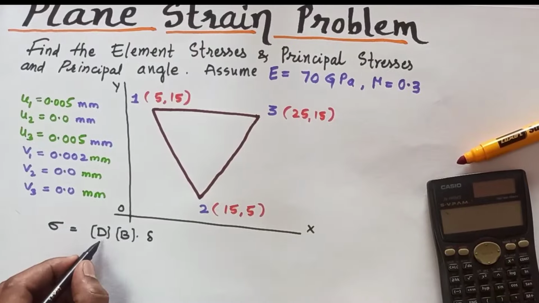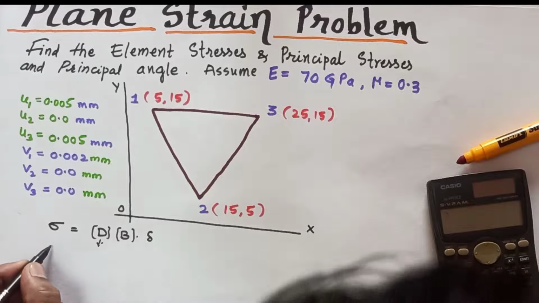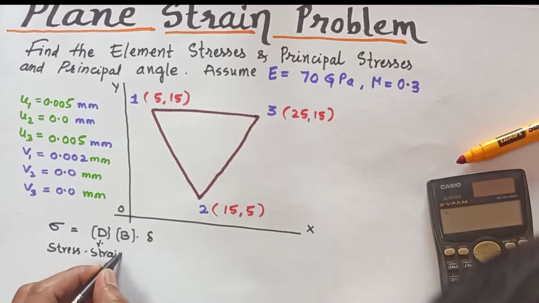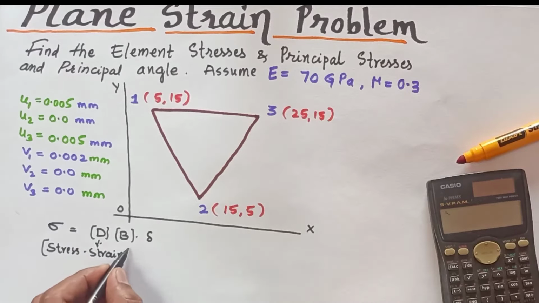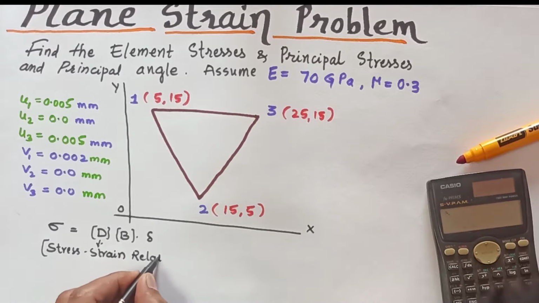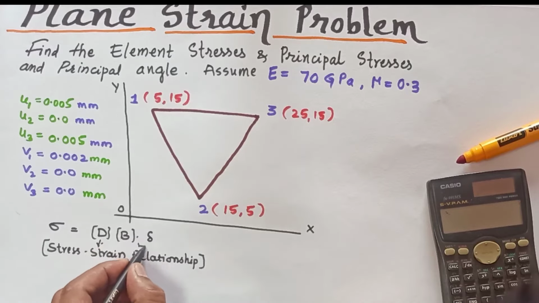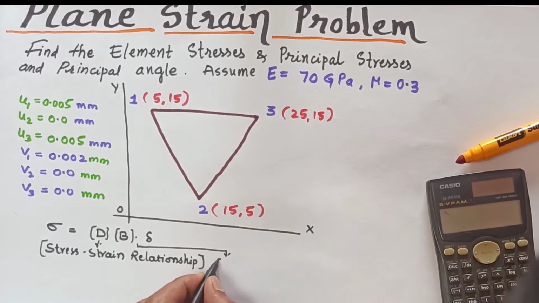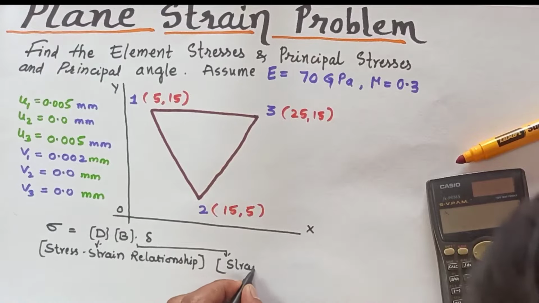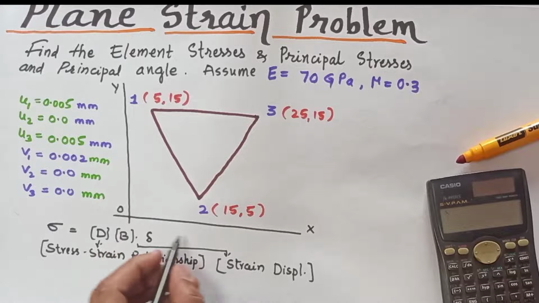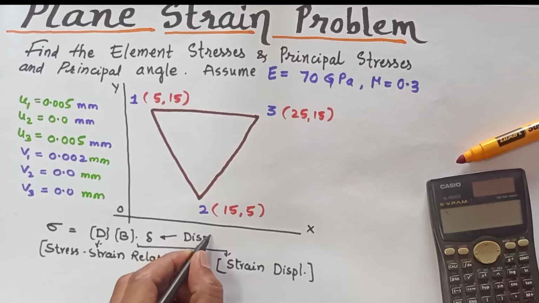Where matrix D will be called the stress-strain relationship matrix, and matrix B will be called the strain displacement matrix. And delta is the displacement matrix.